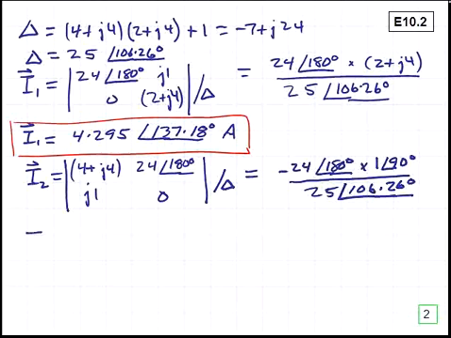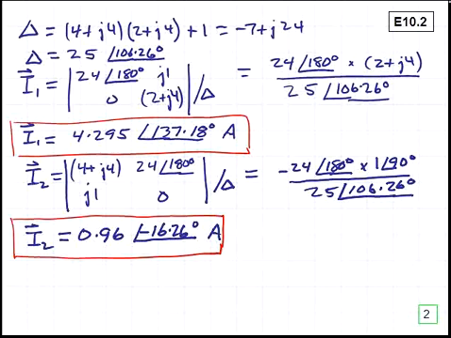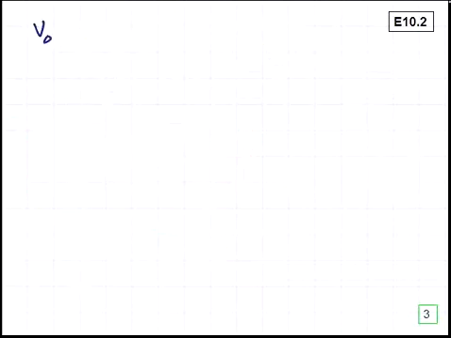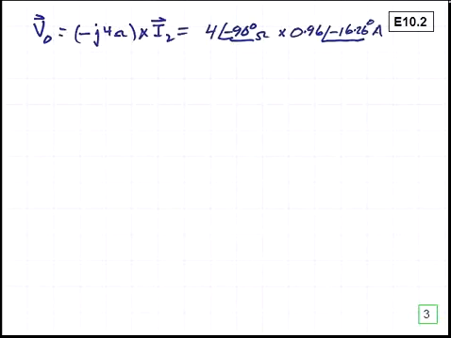Or the value of I2 in polar form is equal to 0.96 at an angle of minus 16.26 degrees amperes. Now using the value of the current I2, we can solve for that voltage V sub O at the output side of the circuit. The voltage V sub O equals the impedance of that capacitor, minus J4 ohms, times the loop current I2. And the polar form of the output voltage V sub O is equal to 3.84 at an angle of minus 106.26 degrees volts.